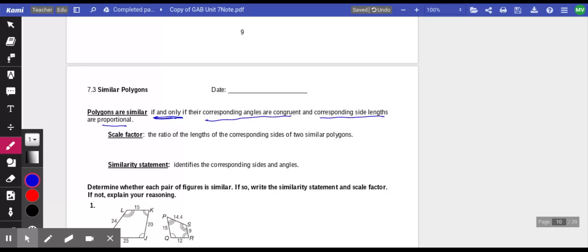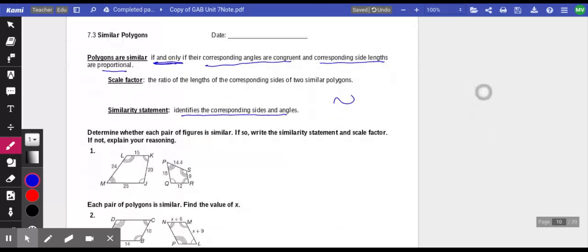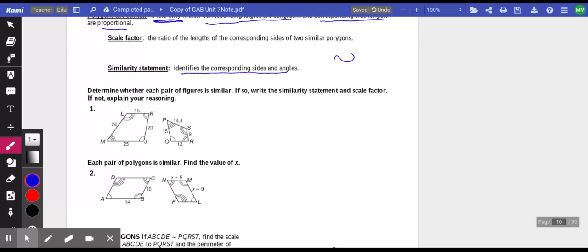A similarity statement identifies the corresponding sides and angles, just like in a congruent statement. Our symbol for similar is just the top part of the congruent symbol, so just the tilde. So, determine whether each pair of figures is similar. If so, write the similarity statement and state the scale factor.